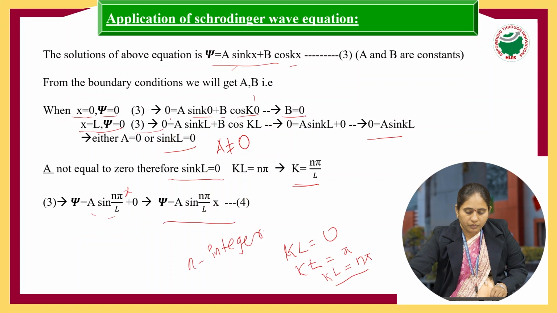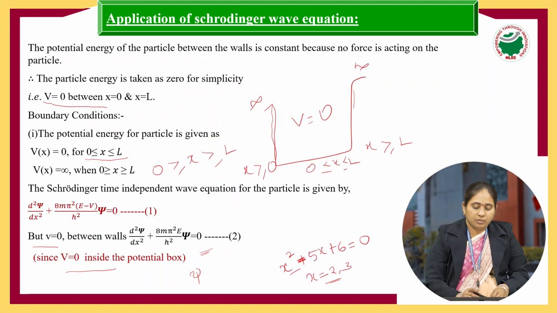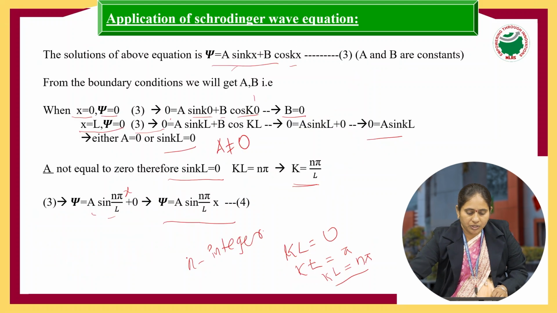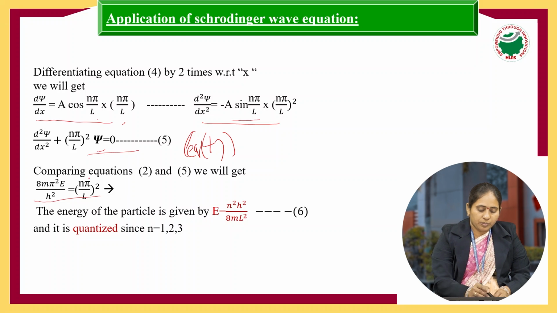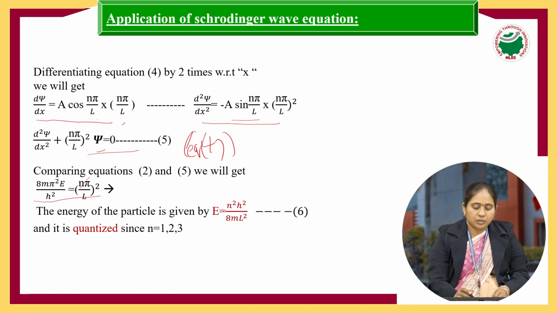So what is 2? That is d square psi by dx square plus 8 pi square m into E by h square into psi is equal to 0. By comparing equation 2 and equation number 5, what is the difference? That is 8 pi square m into E by h square is equal to (n pi by L) whole square. So by comparing the energy value, here pi square gets cancelled. So finally you will get n square h square by 8 m L square. So here E is equal to n square h square by 8 m L square.